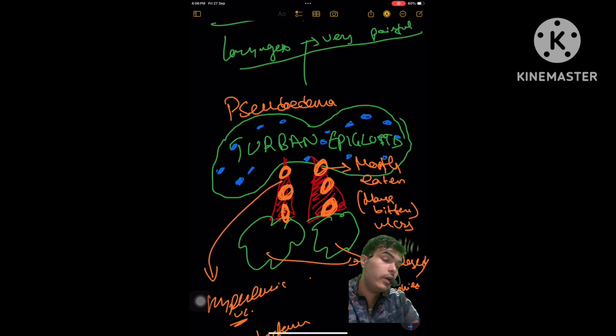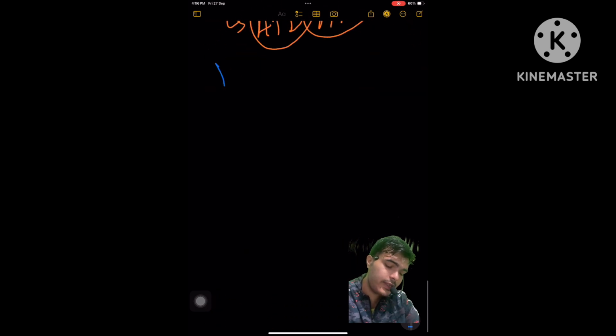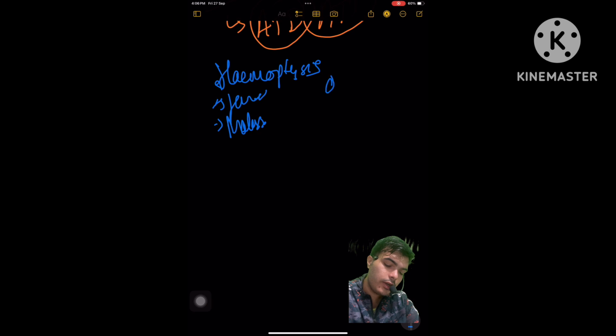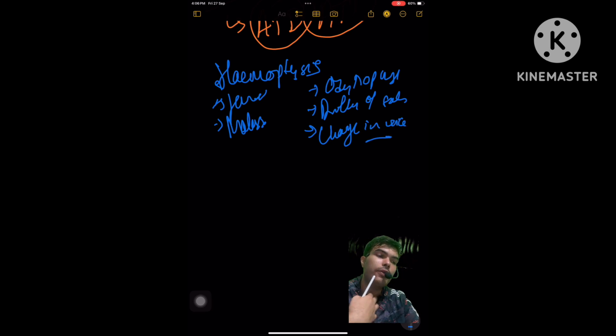Okay, and what are the symptoms? The symptoms are basically hemoptysis, fever, malaise, odynophagia. There can be drooling of saliva. And because of the severe hyperemic vocal cord, there can be change in voice. Okay, change in voice, weak voice, odynophagia, painful swallowing. Okay, confirmed by histopathology or biopsy, and treatment is by ATT.